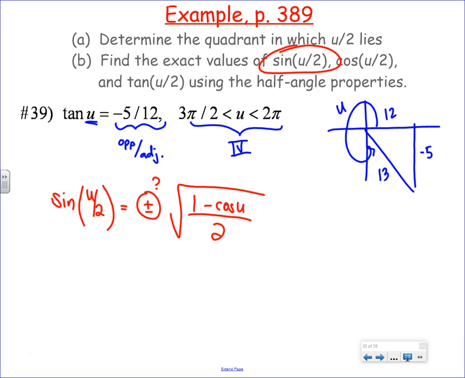So, what can I plug into that formula? Cosine u. Yeah. Cosine of u says, look at u's triangle. There he is. Take the cosine. SOHCAHTOA. What's my adjacent over hypotenuse? 12 over 15.